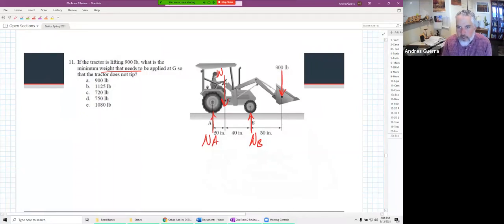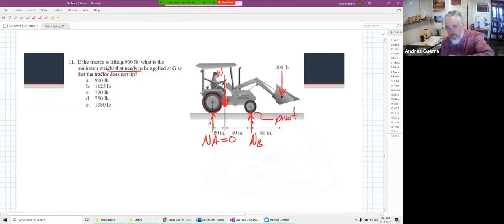Right now, I've got NA, NB, and W. However, I can't solve it yet. I need to figure out the value for NA. If we do tip, what's going to happen? This wheel over here is going to come off the ground, isn't it? And when we're right on the verge of tipping, NA is equal to 0. This is going to be our pivot point right there.